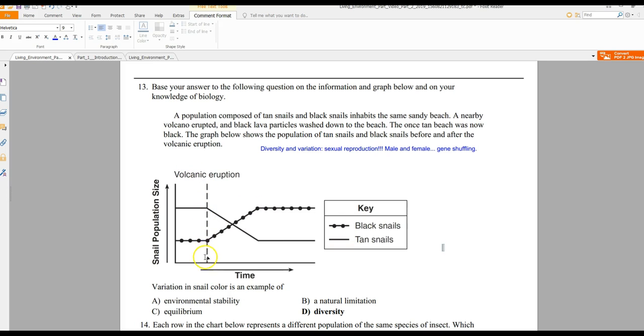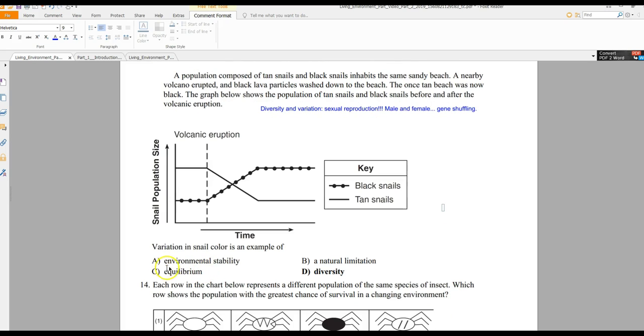This line is just saying when they were constant, and then this is the point where they both changed. There was a low number of black snails, and after time, it increased to a higher number of black snails. Let's go back in time. As you move forward in time, the tan snails went lower in number, so they started dying off, and then it became constant. So variation in snail color is an example of diversity.